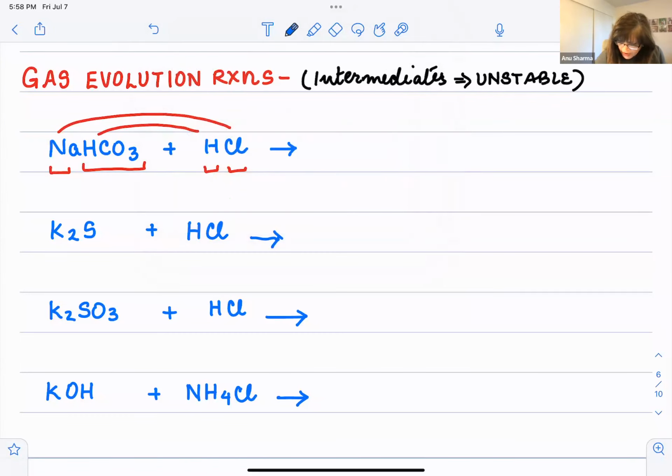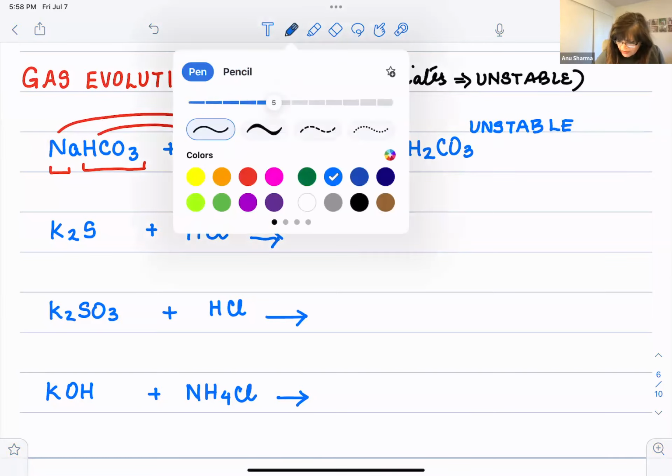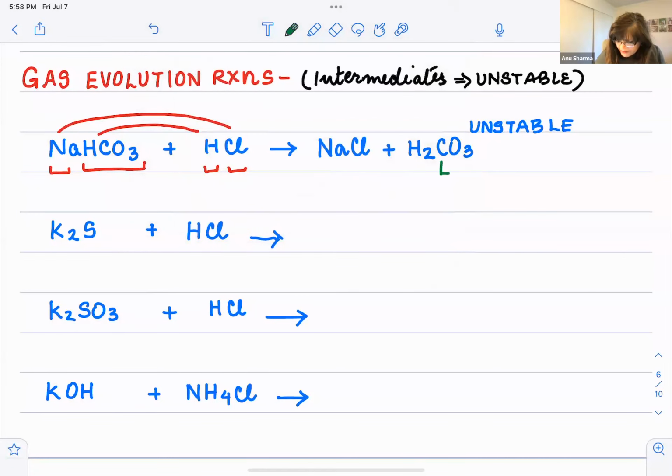It will give you NaCl and H2CO3, so just a simple combination. But H2CO3 is unstable. So what is going to happen? It will break up into two parts. Those two parts are water and carbon dioxide. Water is a liquid and carbon dioxide is a gas.